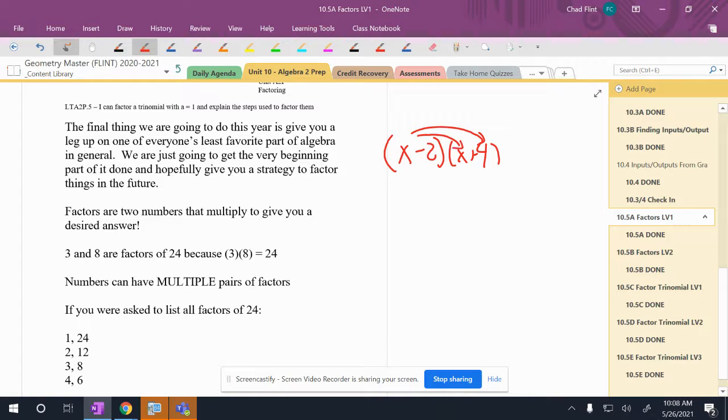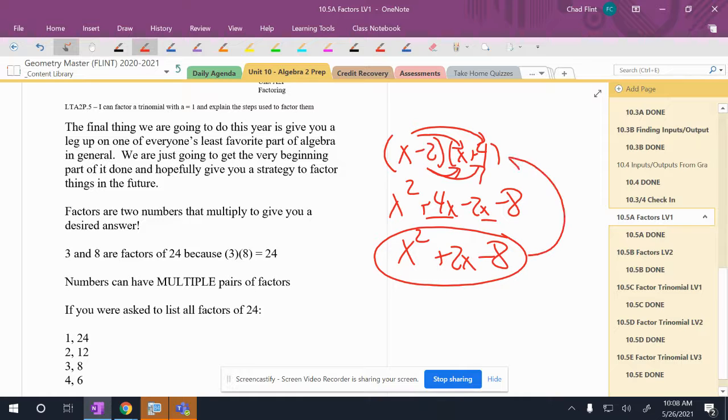Where we did the distributions and we got x squared plus 4x minus 2x minus 8, and combined this into x squared plus 2x minus 8. So we did this before. This is double distribution, whatever you want to call it. Factoring is taking this thing and turning it into this.